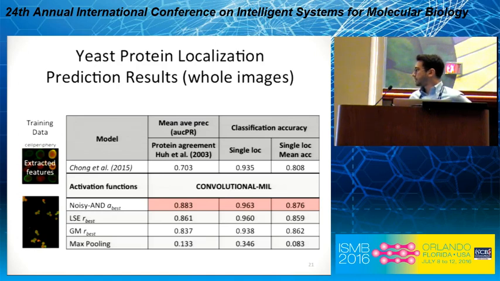And then these metrics are similar, just they're only for proteins that have a single localization, whereas this one also deals with proteins that could have multiple localizations. And the pooling function we proposed does the best across the convolutional MIL models.